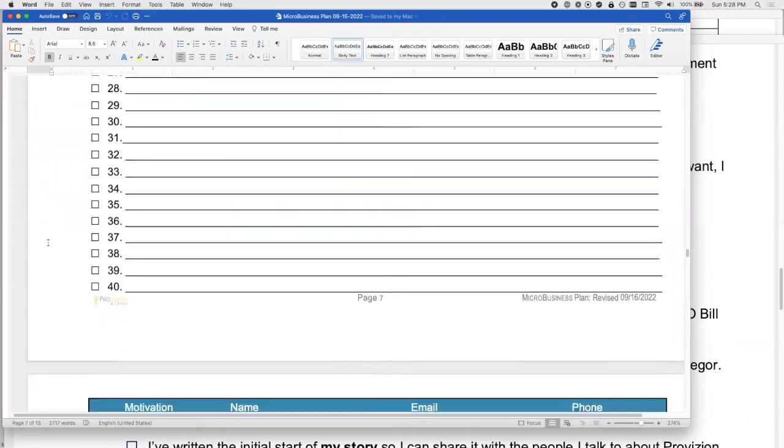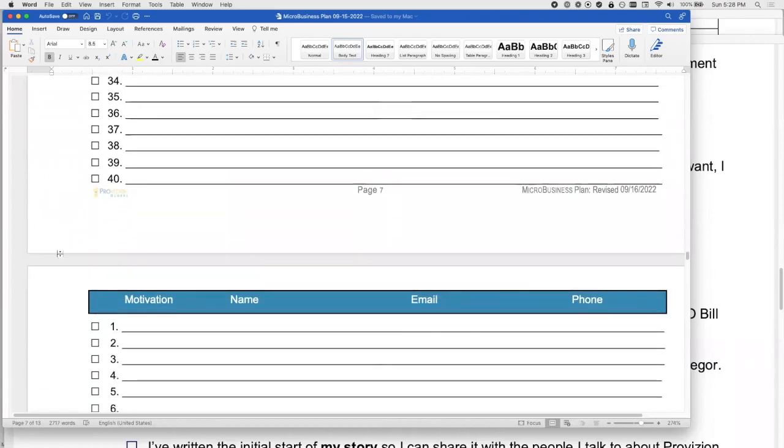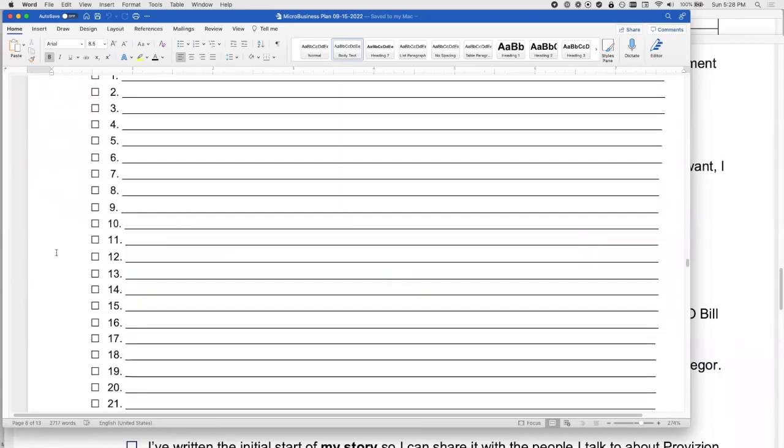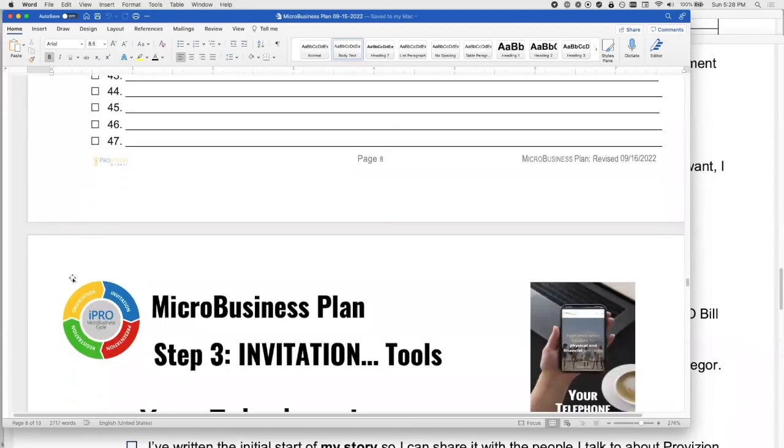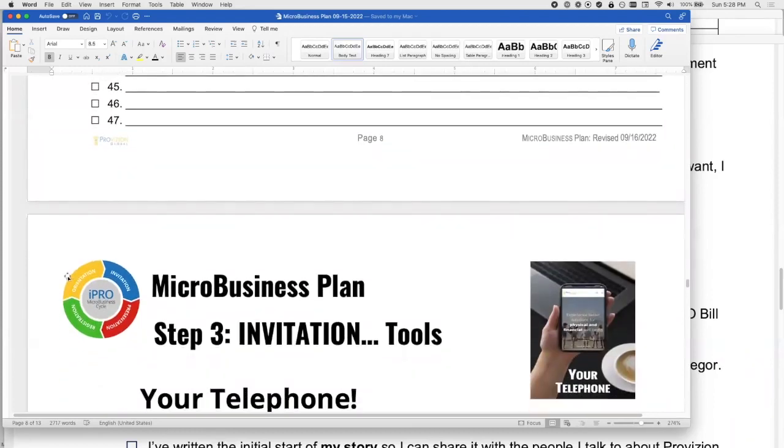These are people that you know. These are people that you can call and they'll know who you are. And again, we've got a very specific way of calling them and why you are calling them. Okay, so you make this list out, and then we're going to talk about the invitation.